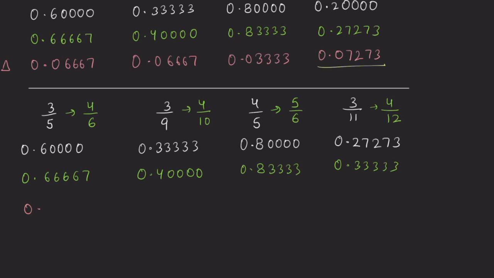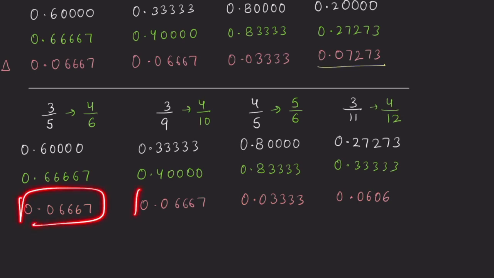So this one will be 0.06667, right? This one will be 0.06667. This one will be 0.03333 and this one will be 0.0606, right? Now which is the maximum delta? These two are the maximum ones, right? So we can take any of these. So let's suppose that I took this one, right?